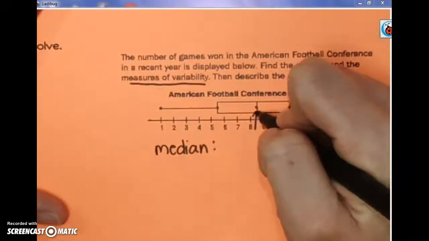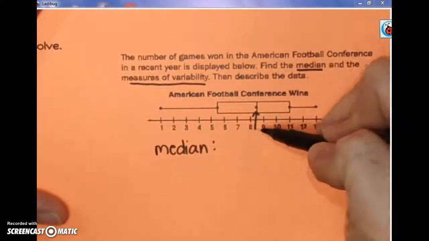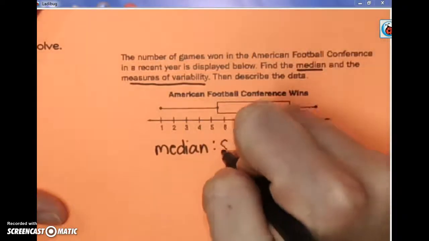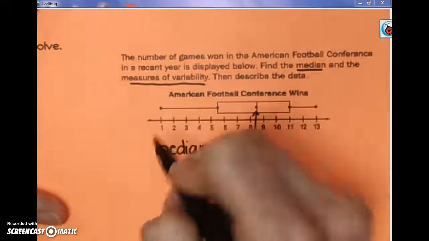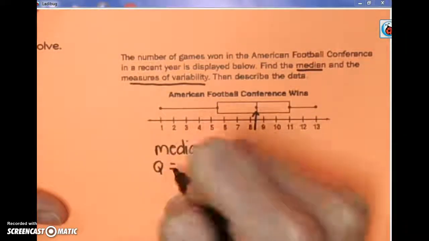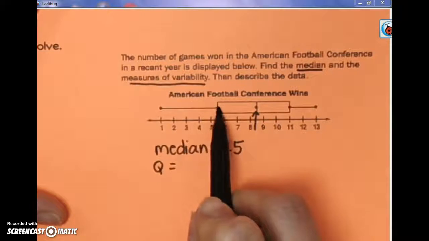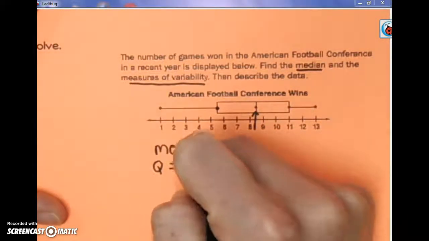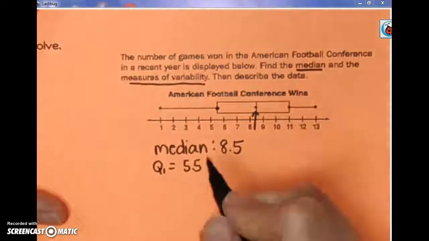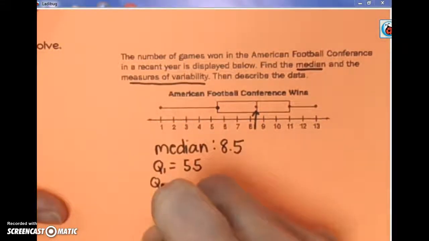Right here, this middle line where that dot is, that's always the median. It's halfway between 8 and 9, so that is 8.5. The next thing we're going to find is Q1. Right here is Q1 because that's always where that one is. It's halfway between 5 and 6, so it's 5.5. Then we're going to find Q3.